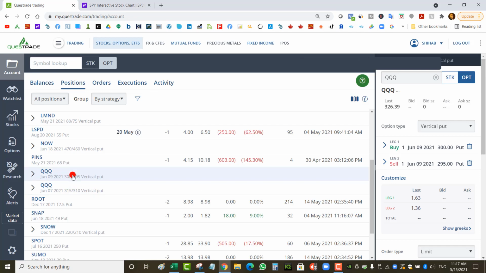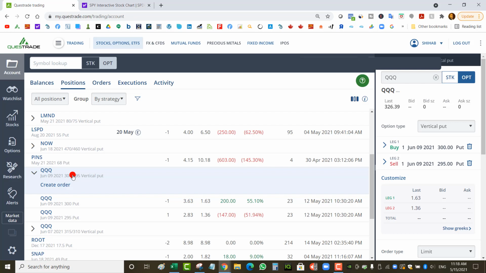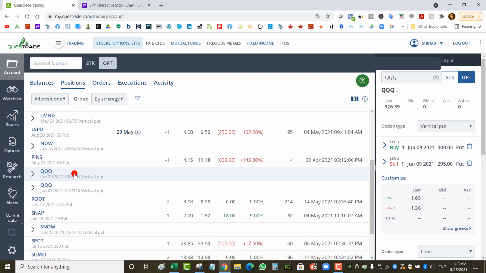And this one I could have closed for more than 50% profit, but because I only did one contract, commissions are going to eat up a lot of my profit. So I'm holding on to it, and maybe I'll try to close these two together, like I closed the SPY, which I don't think I talked about yet. But yeah, maybe I'll close them together just to save on commissions. So that's why I have these put spreads on the Qs.